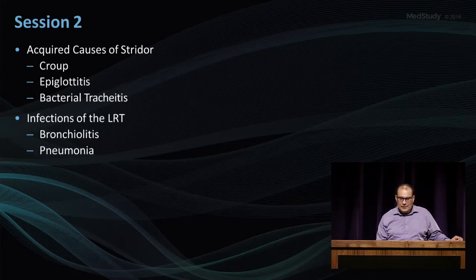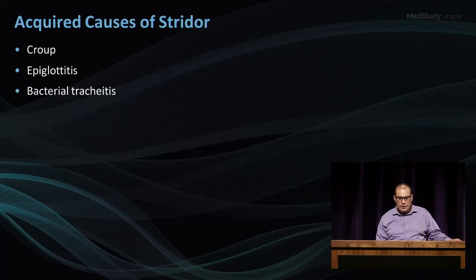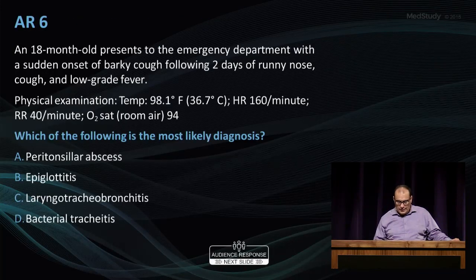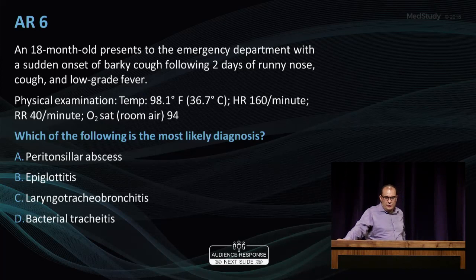Okay, so now we go to the acquired causes of stridor. We'll talk about croup, epiglottitis, bacterial tracheitis, then we'll go to bronchiolitis and pneumonia. Croup. An 18-month-old presents to the emergency department with a sudden onset of barky cough following 2 days of runny nose, cough and low-grade fever. Physical examination: temperature 98.1, heart rate 160, respiratory rate 40, saturation 94. Which of the following is the most likely diagnosis?